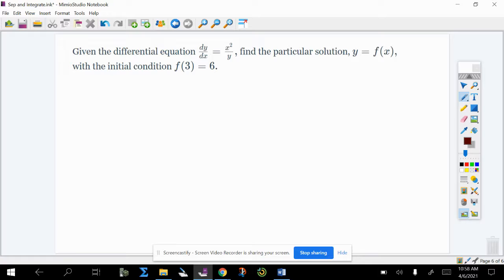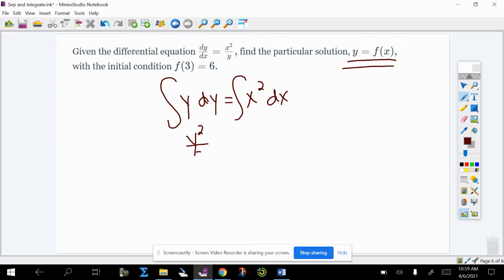Here's another one. Same thing, it wants a particular solution. Now this one actually says it wants y by itself. So I guess I kind of answered that question for you. If it tells you that it wants your solution in y equals format, that means that you do have to get y by itself. So we're going to cross multiply to get it separated. y dy equals x squared dx. We're going to integrate both sides. So we get y squared over 2 equals x to the third over 3 plus c. You can either get y by itself now, or you can find c. I usually find c first.